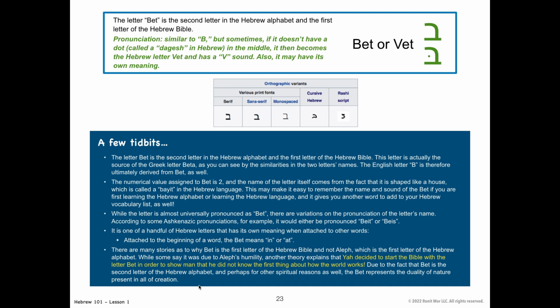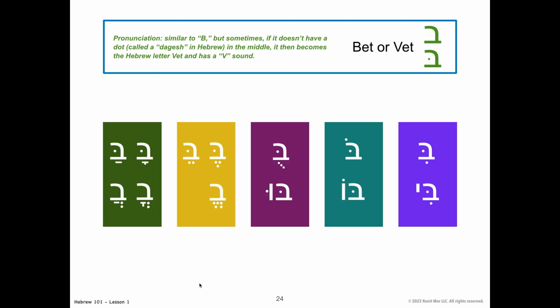Because Bet is the second letter of the Hebrew alphabet, and perhaps for other spiritual reasons as well, the Bet represents the duality of nature present in all creation. So this is the letter Bet. And as we said, sometimes it will have a dot, the dagesh, which is the name of this dot in the middle. That makes it sound like a B. And sometimes when it doesn't have the dagesh, it will sound like V.